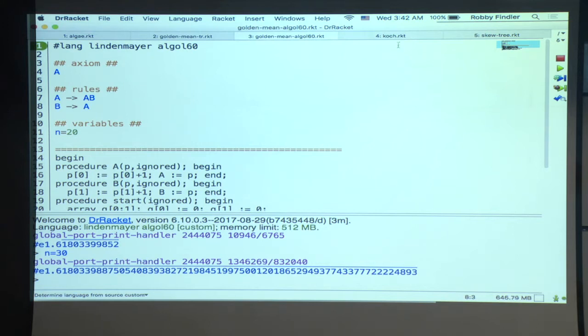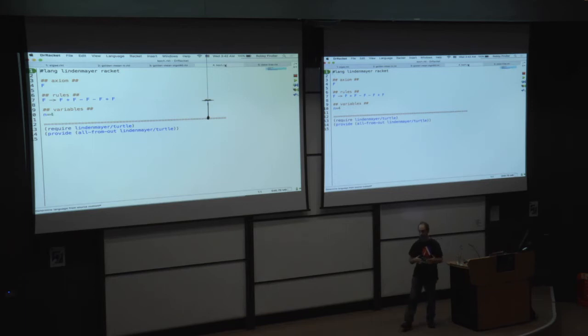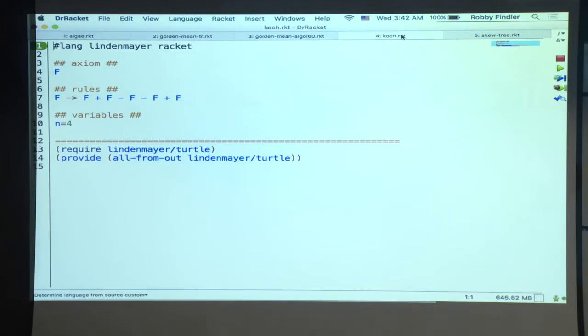Okay, so Lindenmayer systems were designed to explore biology. Botany seemed to be used a lot in them. And the symbols come with standard interpretations in turtle graphics. So F represents moving the turtle forward, and plus and minus turn the turtle.